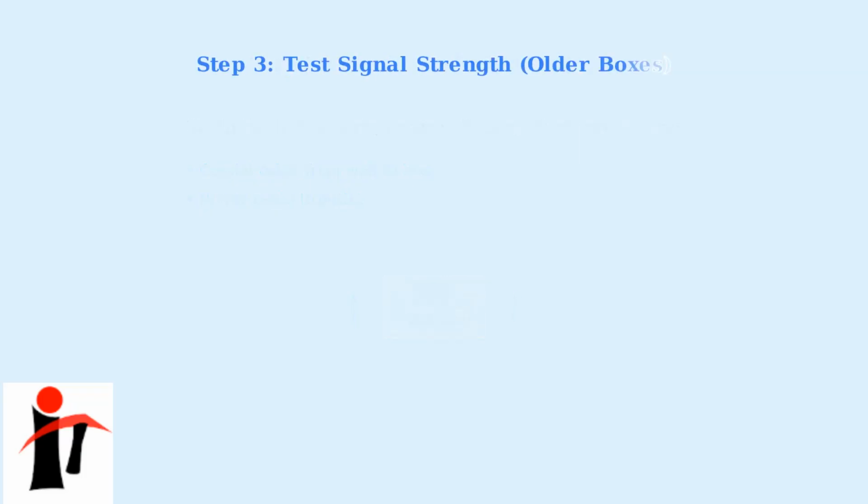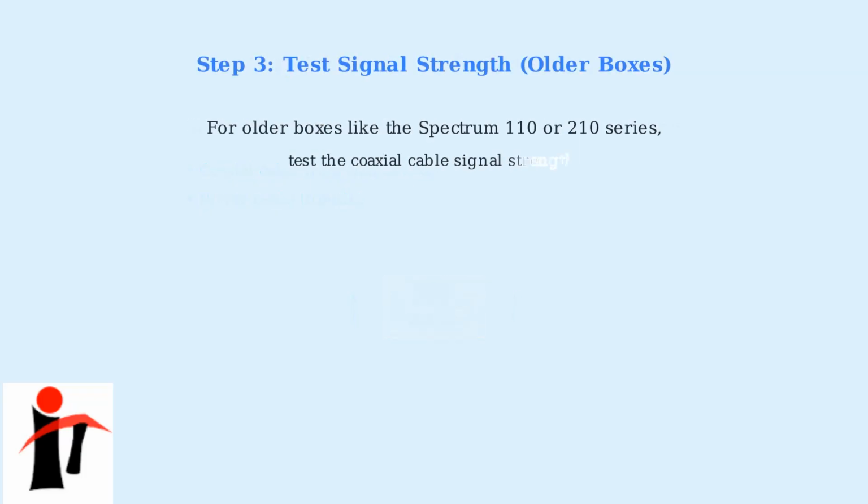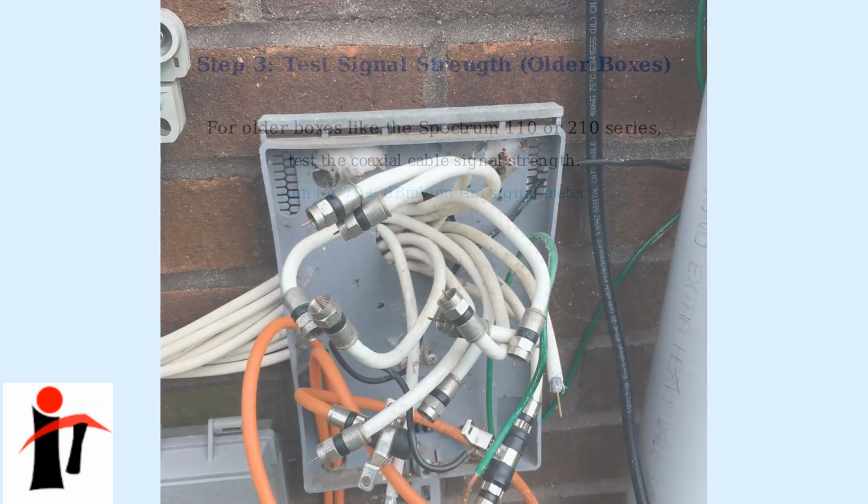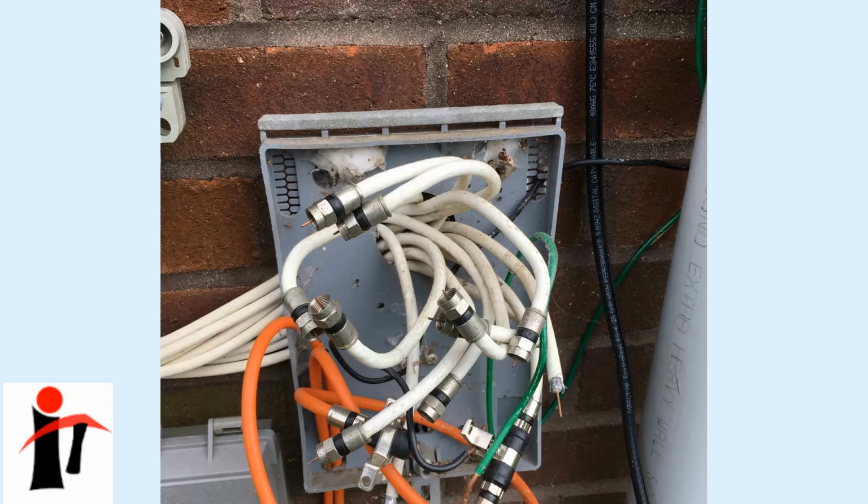If you're using an older cable box, such as the Spectrum 110 or 210 series, test the coaxial cable signal strength. Use the box's signal meter or a separate device to check for a reading of 70 decibels millivolts or higher. Weak signals can prevent proper data communication.